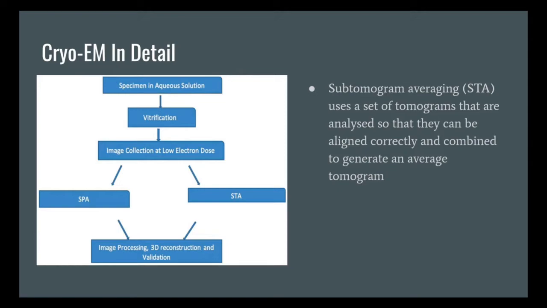We reassemble these 2D images using subtomogram averaging. A tomogram is just one of these 2D sets of images that we get from microscopy. And once we analyze and align them correctly, we can reconstruct them into a 3D model.